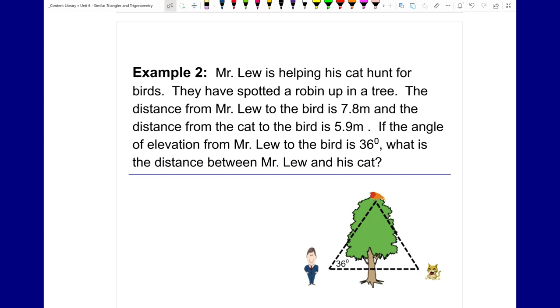So we have our diagram here, kind of a rough triangle. We have our angle of elevation entered. We're seeing that the distance from myself to the bird is 7.8. From the cat to the bird is 5.9.